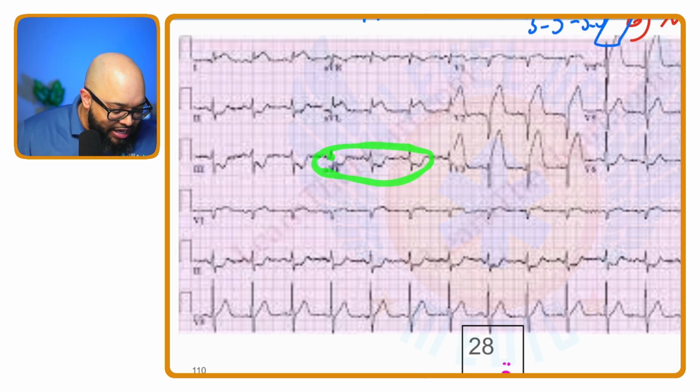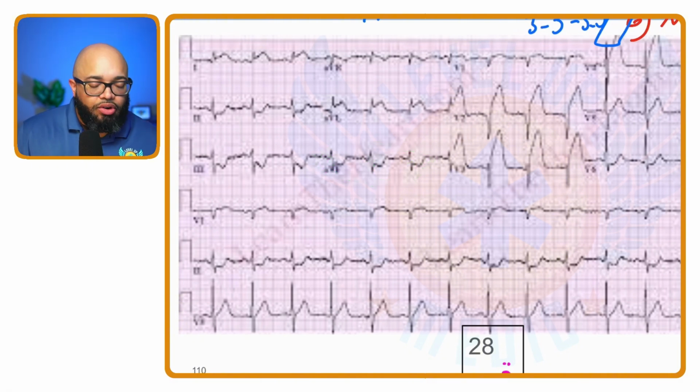It's a little hard to tell if this is positive or negative, but it looks like it's more down than up. This one's a little harder to tell. Now, we're going to skip axis for just a moment. I want you to go to step number 5. That's going to be hypertrophy.